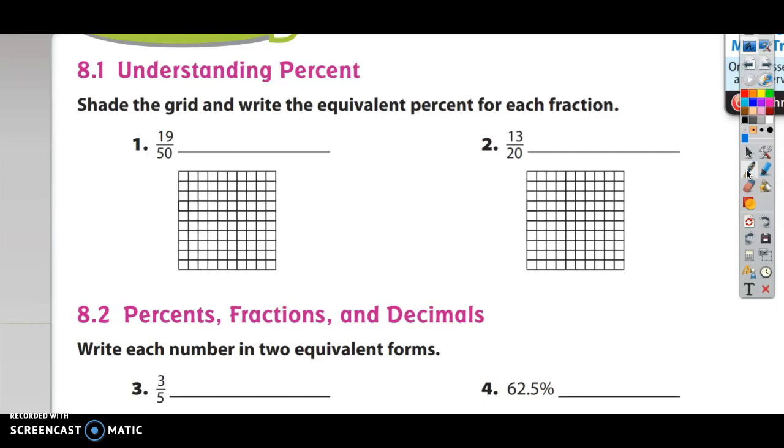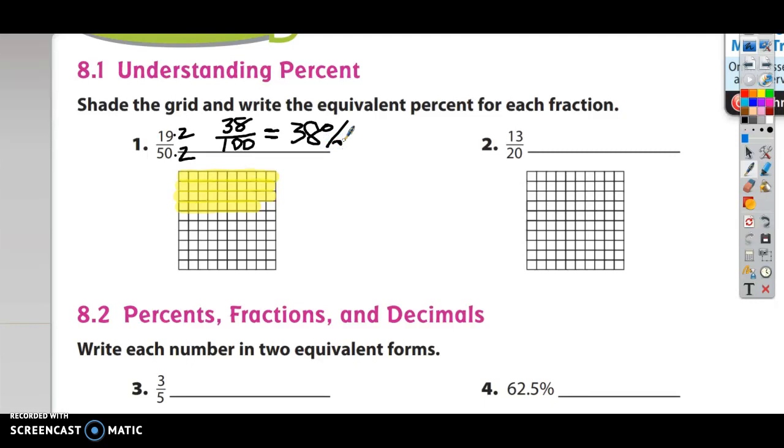So the first thing I do here is I multiply both the denominator and the numerator by 2, and I would get 38 100ths. So then what we do is we shade 38 out of 100. So that's going to be 3 whole rows plus 8 more. And then 38 out of 100 is 38%.